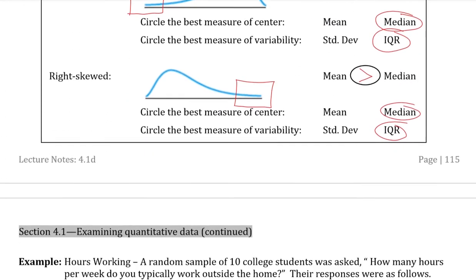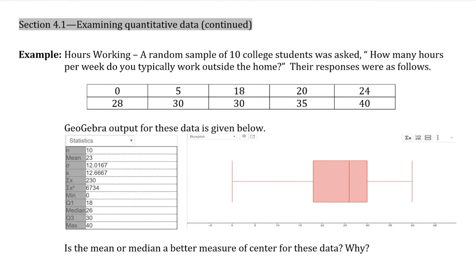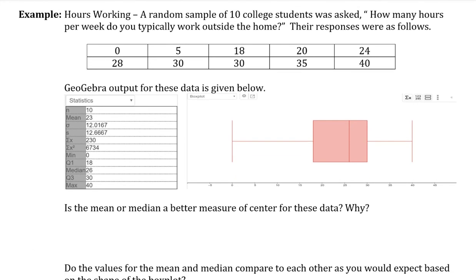The example on the next page will look at a small data set, as well as its GeoGebra output. We have here hours working. A random sample of 10 college students were asked, how many hours per week do you typically work outside the home? The responses are as follows: 0, 5, 18, 20, 24, 28, 30, 30, 35, and 40.